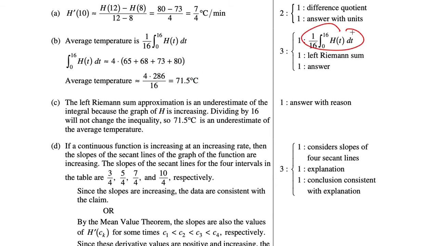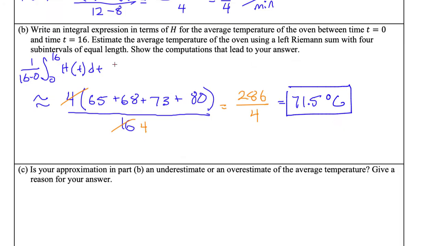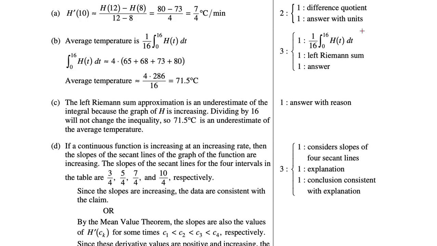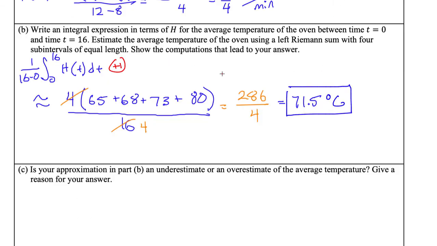So did you write that integral? Yes, so +1 if we wrote the integral. Did we somehow show left Riemann sum work? You at least attempted it. You might not have done the math correctly, but did you attempt it? We did, right there. And then finally, did you get the answer? We did, out of 3 points.